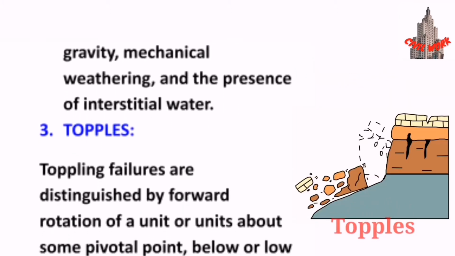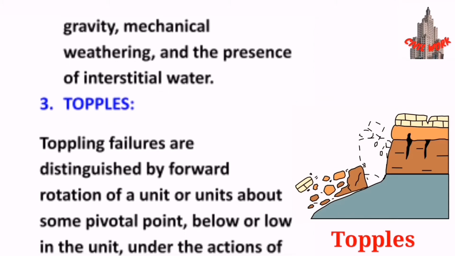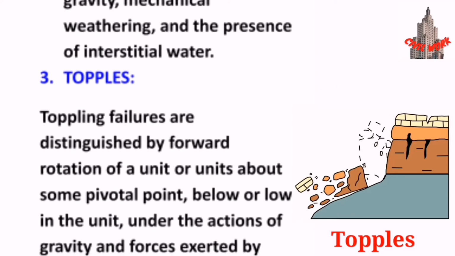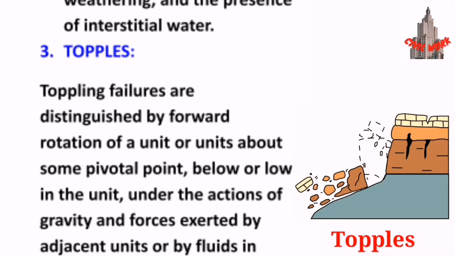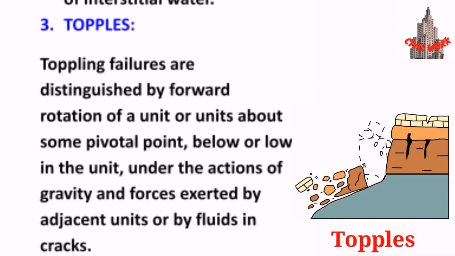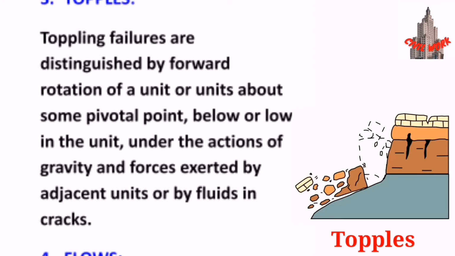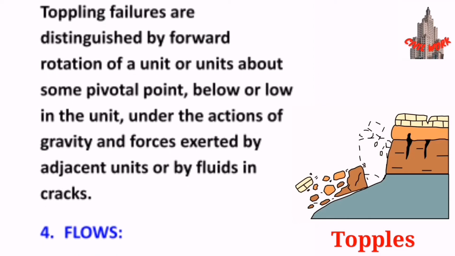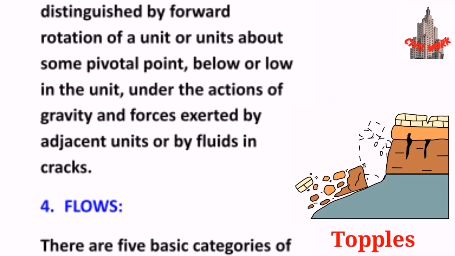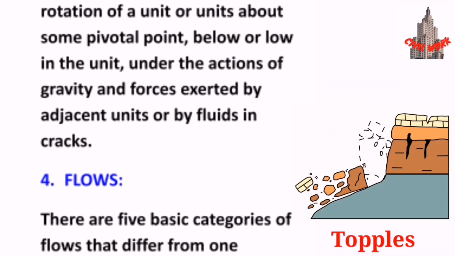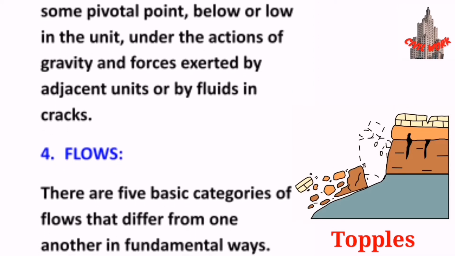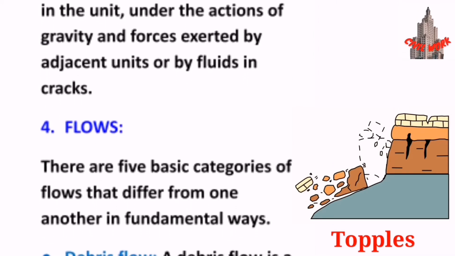3. Topples. Toppling failures are distinguished by forward rotation of a unit or units about some pivotal point below or low in the unit under the action of gravity and forces exerted by adjacent units or by fluids in cracks.